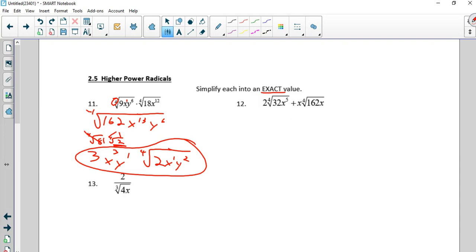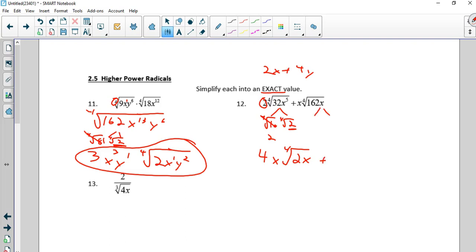Okay, number 12. We cannot add these. Okay? This would be like trying to add 2x plus 4y. Can't do it. But we can break it down and see what happens next. Fourth root of 32. 16 and 2. Don't forget about this 2 right here. So the fourth root of 16 is 2. But we already had a 2 out there, so that's going to make it 4. Our x's. 4 goes into 5 1 time with 1 left over. This x is still in there. So it's 4x times the fourth root of 2x.